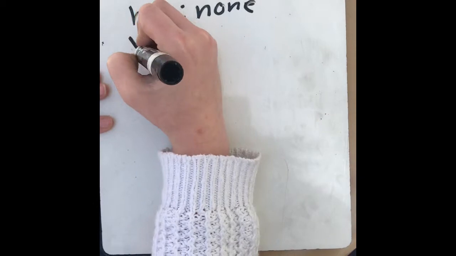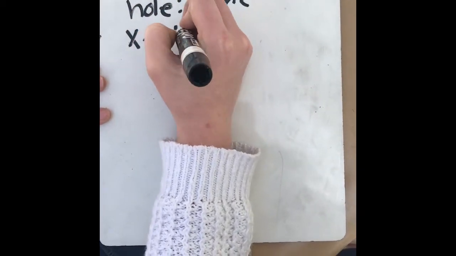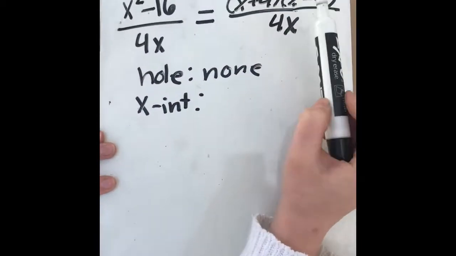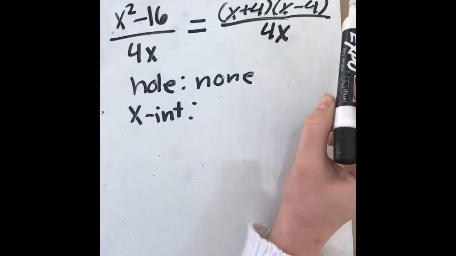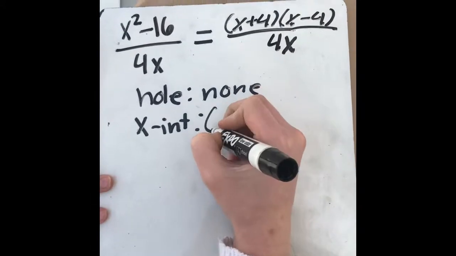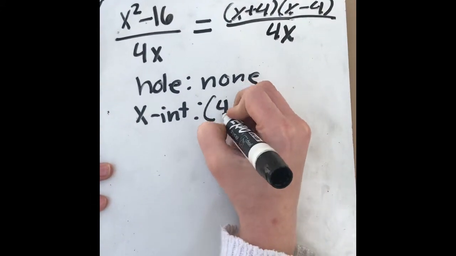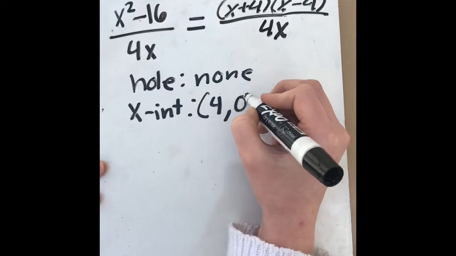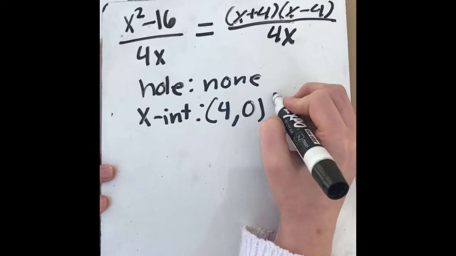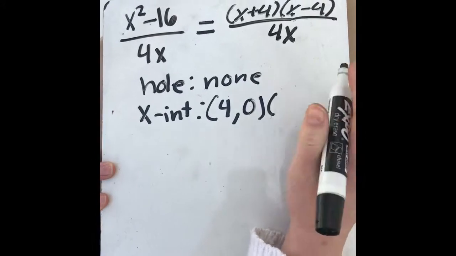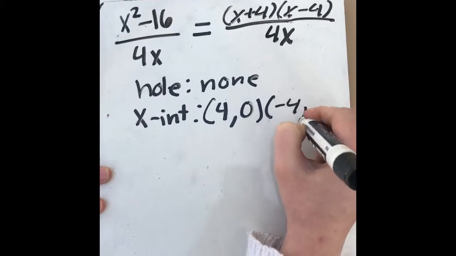Second, we're going to find the x-intercepts. How you find that is you set the numerator equal to 0, so we have (4, 0), and then we have (−4, 0).